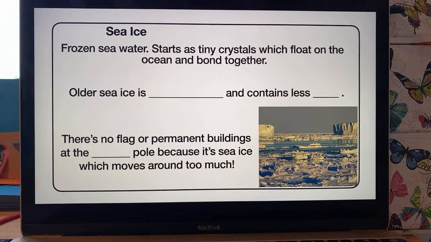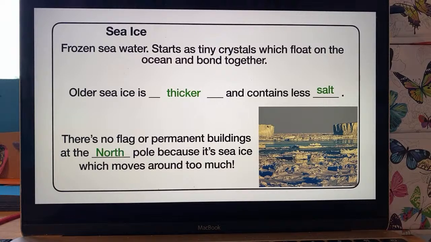Okay, I was getting at older sea ice is thicker and contains less salt. But you could have said older sea ice is multi-year, someone said yesterday, remembering that fantastic word because it survived for multiple years. That was good. And there's no flag or permanent buildings at the North Pole because it's sea ice which moves around too much. All right, let's look at some different kinds of ice then.